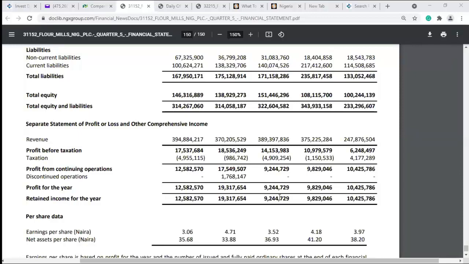Okay, the stocks for the week: MTN, Flour Mills, and Union Bank.